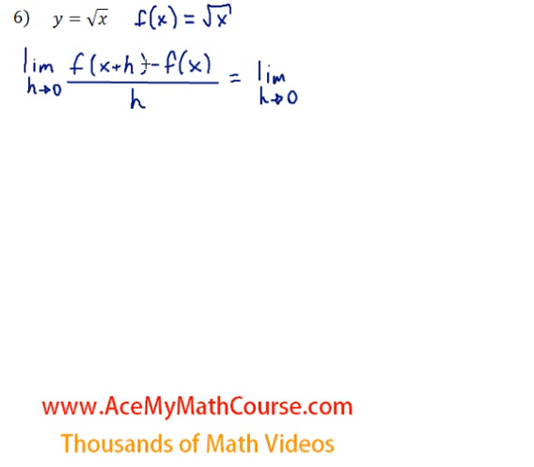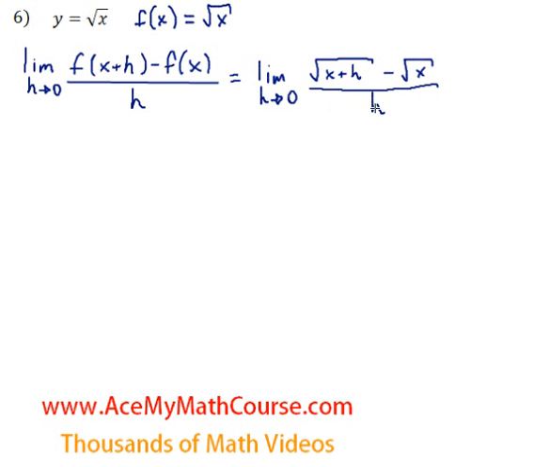Now, what is f of x plus h? We're just going to plug in the x plus h for x. So we're going to have the square root of x plus h minus f of x, which is just the square root of x, all over just h.